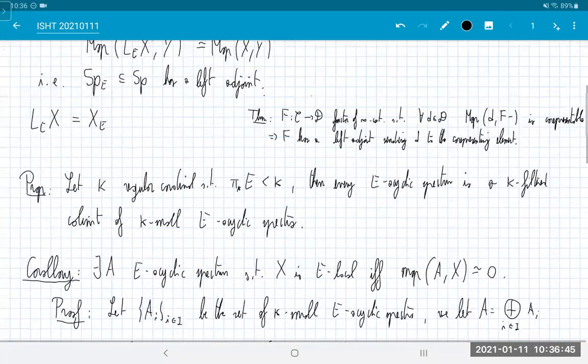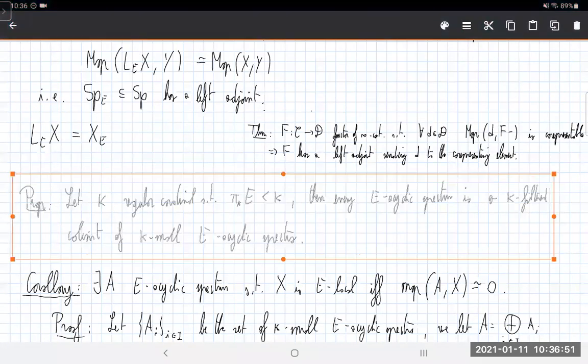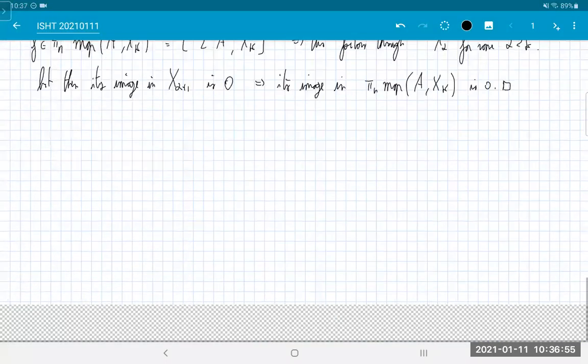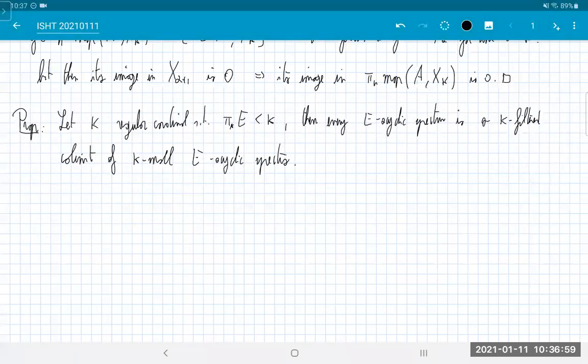So let's go back here. Let me copy the statement of the proposition. And let's go back here and let's prove. Okay, before I go through this proof, are there questions?